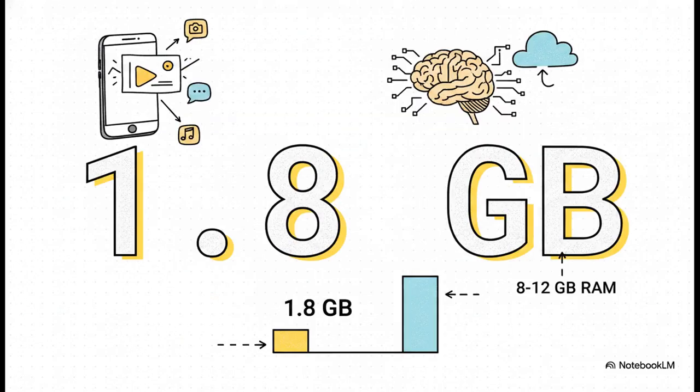And here is the final knockout stat to round out the technical data. During this entire on-device generation, the peak memory usage was only 1.8 gigabytes. To put that into perspective, most modern smartphones today ship with 8 to 12 gigabytes of RAM. So an AI process peaking at just 1.8 gigs is amazingly efficient. It operates well within modern smartphone limits without freezing up your device or crashing all your other apps.